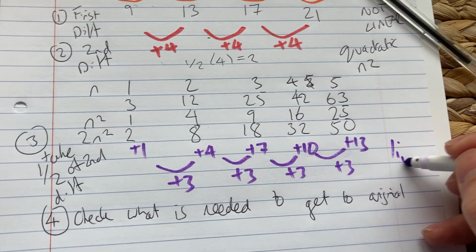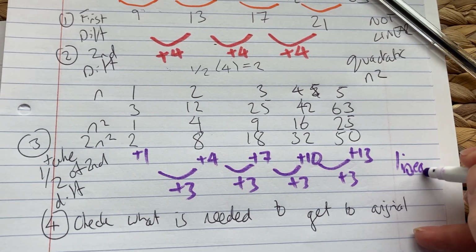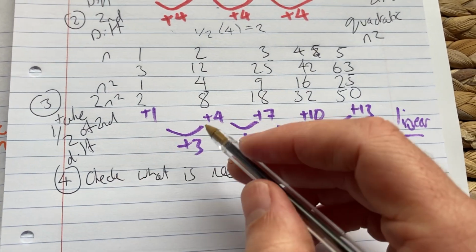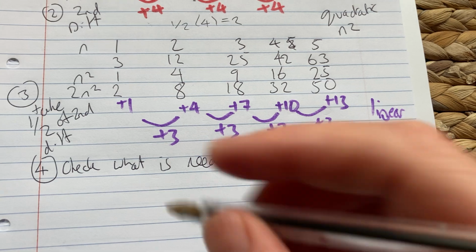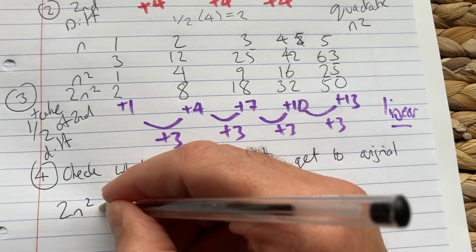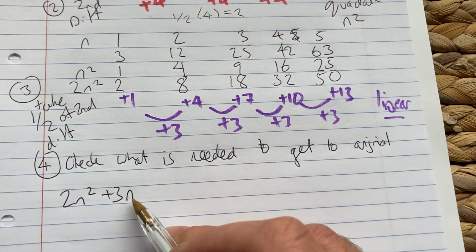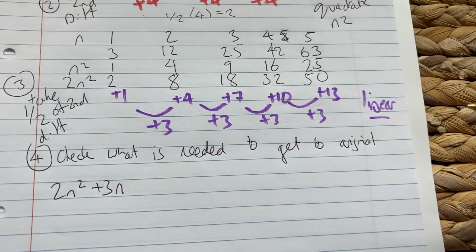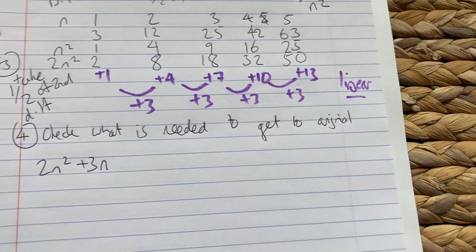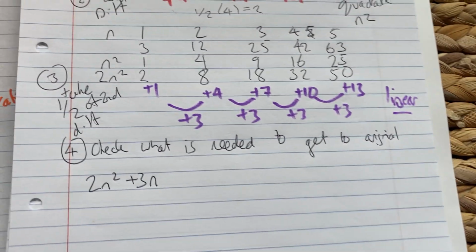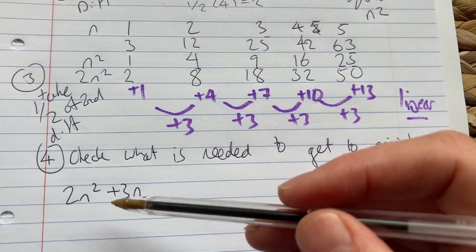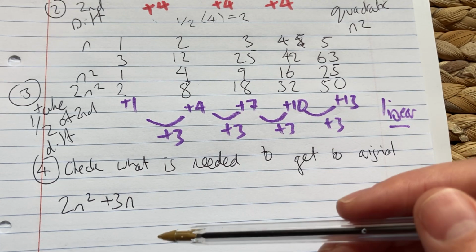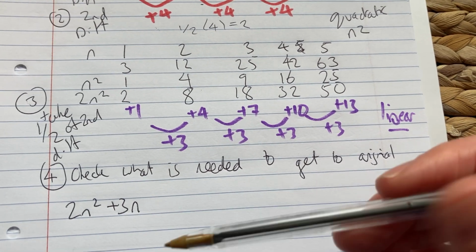And this is the linear part. So now we have something where we're adding 3 each time. So we've got a sequence now of 2n squared plus 3n. We're increasing that each time. So let's see, is that getting us back to what we want? If it's not, then we're going to adjust it. So if I put in 1, 2n squared gives me 2, plus 3 is going to give me 5.